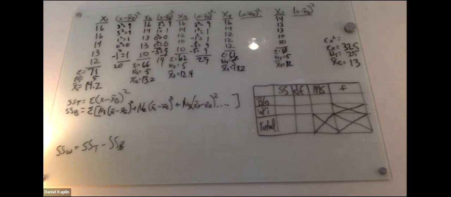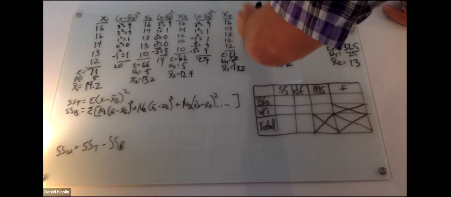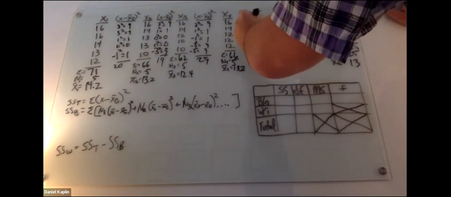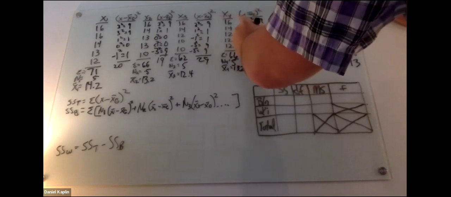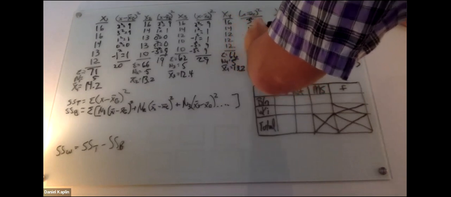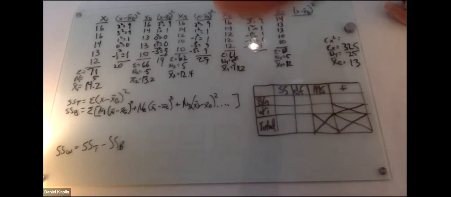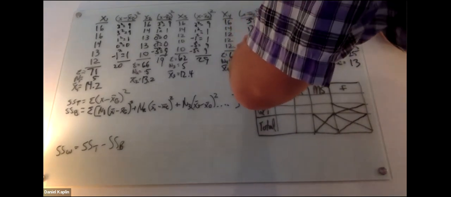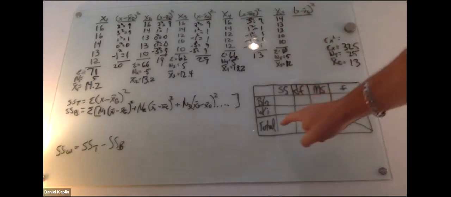So if we go to group 4, again, this is 3 squared, or 9, 1 squared, or 1, minus 1 squared, or 1, minus 1 squared, or 1, minus 1 squared, or 1. We add that up, and we're going to get 13. Okay. Now, we have one more column, and then we're going to be able to fill in this number here.